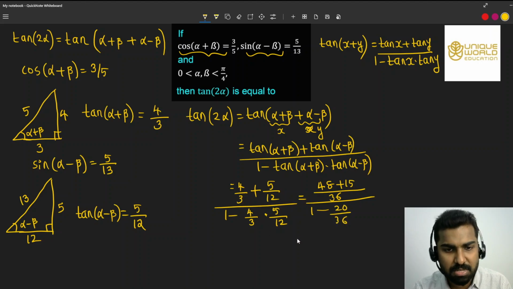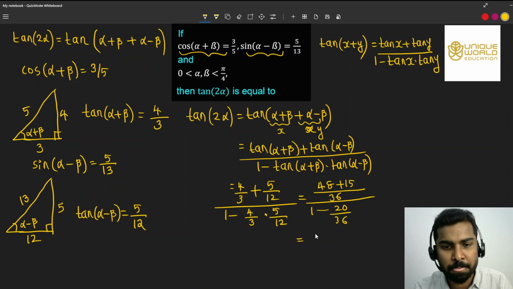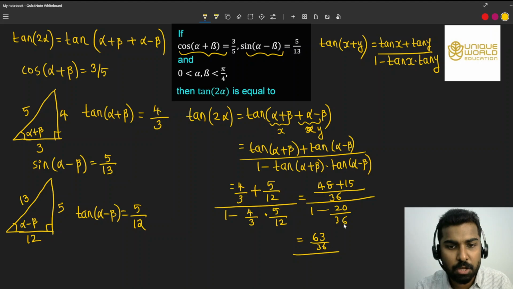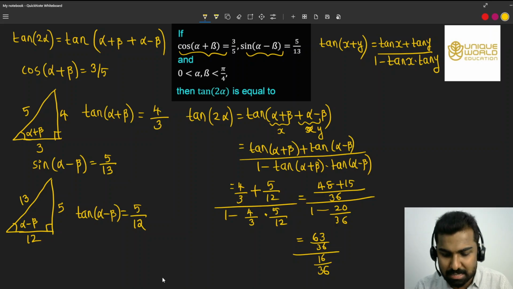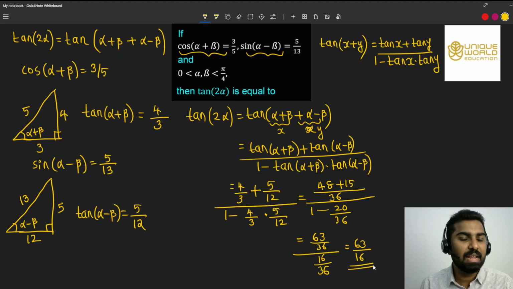If I simplify this, 48 plus 15 is 63 divided by 36, divided by 36 minus 20, which becomes 16 divided by 36. The 36 and 36 I can cancel, so I get the final answer as 63 divided by 16. This is the value of tan 2 alpha. It's all about pure observation. You have to observe the values and just plug them in, that's all.